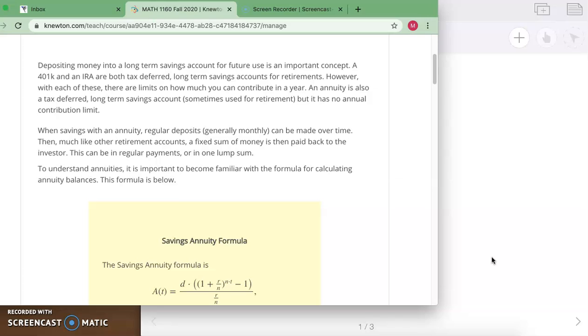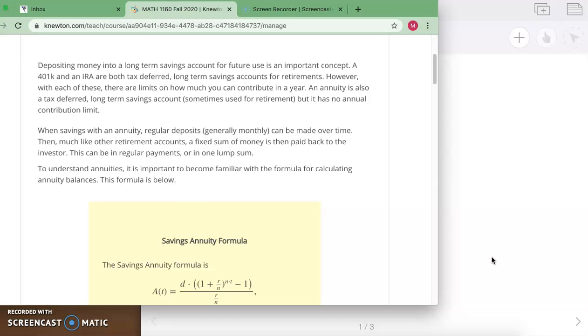But there are retirement accounts. They're basically long-term savings accounts that you invest in periodically. They earn interest, and hopefully in this long-term account you earn enough during your retirement to help support you. The most common ones you've heard of probably are 401ks and IRAs. You've maybe also heard of a Roth IRA.